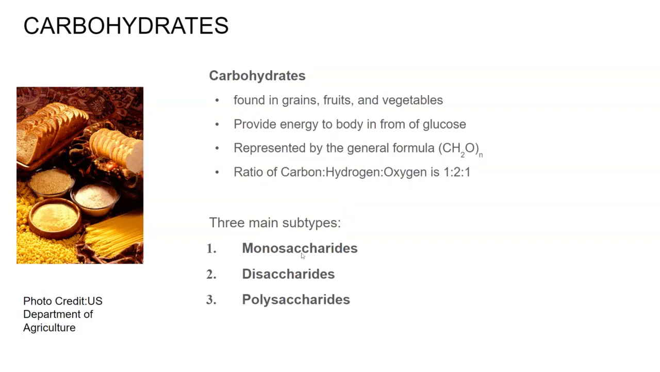Our monomer is going to be called a monosaccharide, a single sugar, mono meaning 1, saccharide meaning sugar. And then we have more complicated sugars called disaccharides, di meaning 2 subunits. And then we have polysaccharides, which are our long chains, poly meaning many sugars. So long chains of sugars. But we're still going to follow the same general formula of 1 carbon to 2 hydrogens to 1 oxygen.